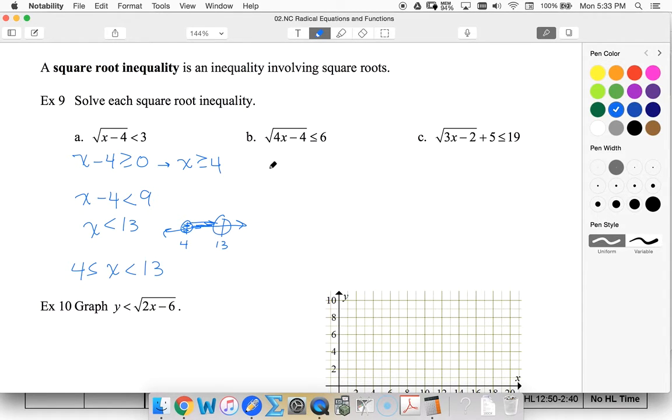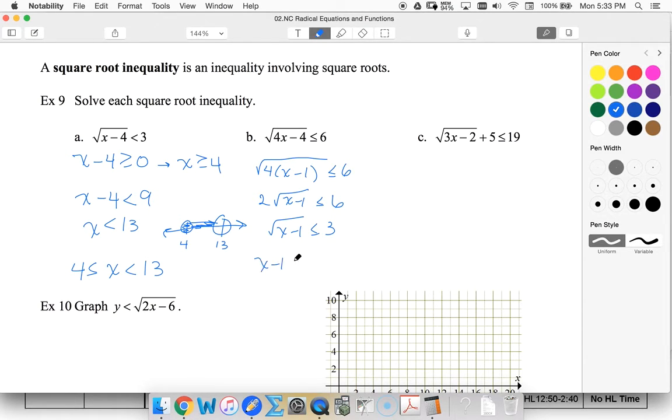numbers. Looking at this one, I see a 4 and a 4, so that just immediately makes me want to factor. 4x minus 1 less than or equal to 6. Square root of 4 is 2. So 2 root x minus 1 less than or equal to 6. Root x minus 1 less than or equal to 3. I have the same thing again. X minus 1 has to be positive, and this quantity has to be less than 9.